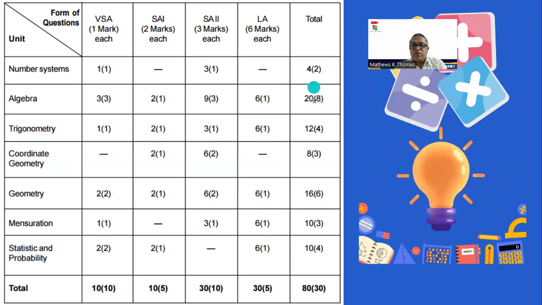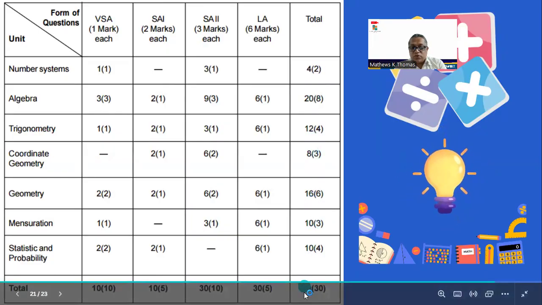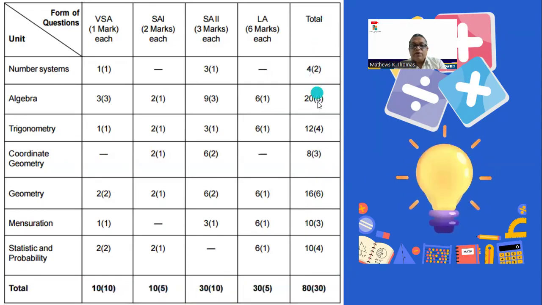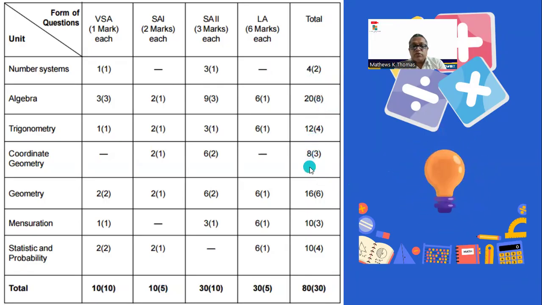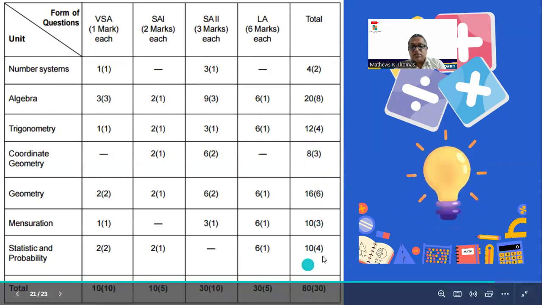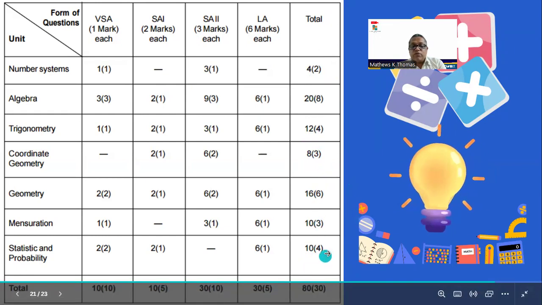So here you have all the marks, and this is totaling up to 80. And inside the bracket, you have the total number of questions from each chapter. So you have the total weightage of each chapter. Trigonometry is 12 marks, coordinate geometry is 8 marks, geometry 16 marks, mensuration 10 marks, statistics and probability 10 marks, and 4 questions from this.